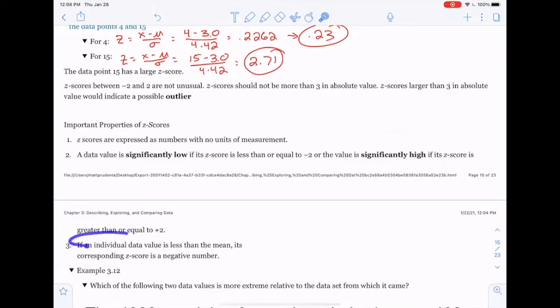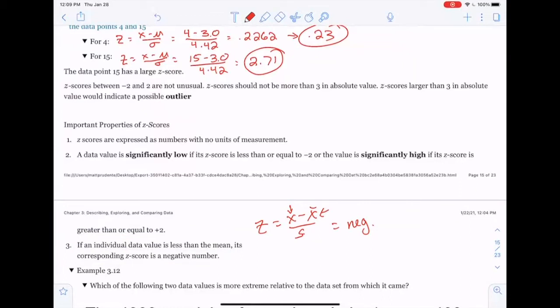If a data point is less than the mean, that's when our z-score is negative, right? Again, our formula for z-score is x minus the mean, in this case using the sample definition, divided by s. If our data point is smaller than our mean, then when we subtract those two, we end up getting a negative number. That's how we get a negative z-score.